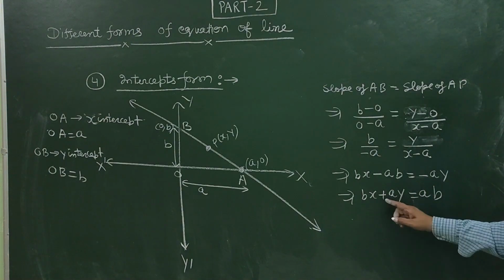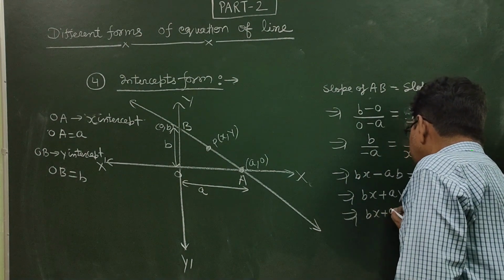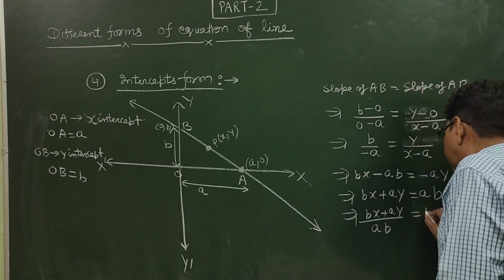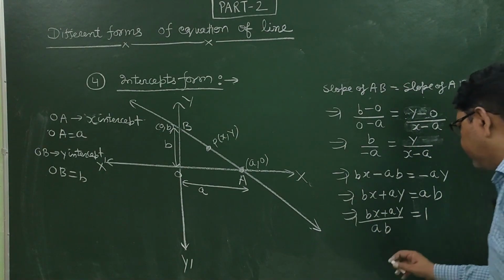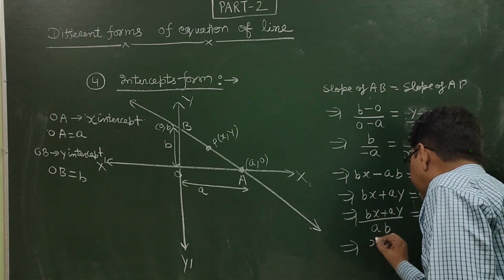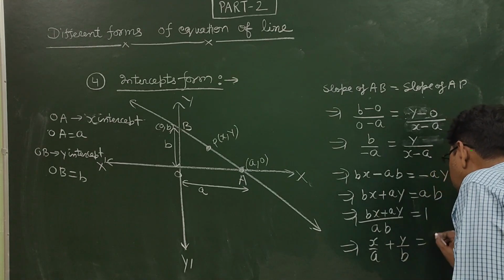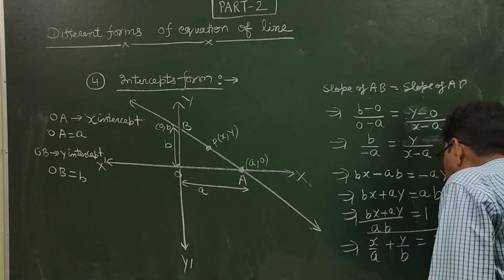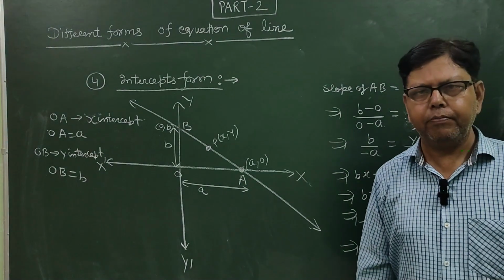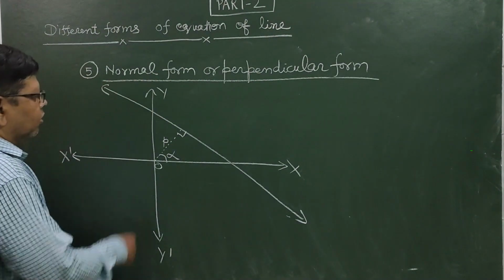Now dividing both sides by ab, we get bx upon ab plus ay upon ab equal to 1. If you solve this separately, bx upon ab, b cancelled, gives x upon a plus y upon b is equal to 1. This form is known as the intercepts form. Fifth form: normal form or perpendicular form.